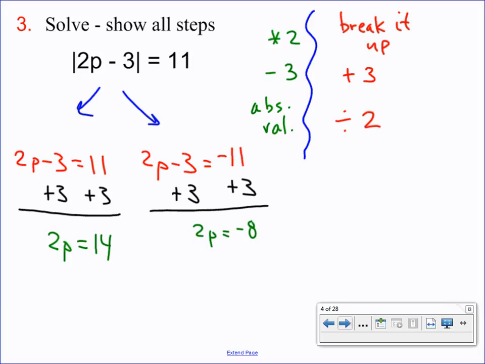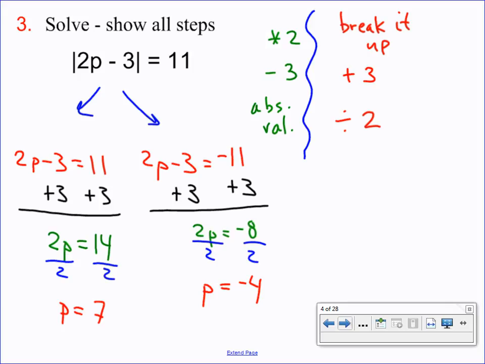Divide both sides by 2 to finish it out. And I get p equals 7 and p equals -4. But before I box it, same as on my test, I'm going to take that potential solution value for p, plug it back into the original, and make sure it makes a true statement. Then I know it's a correct answer, right?